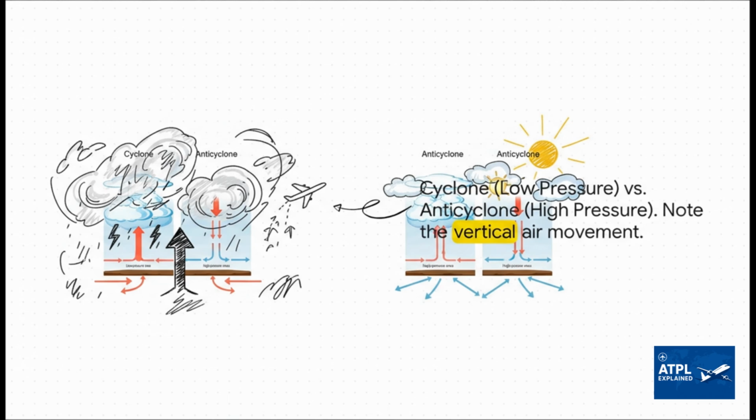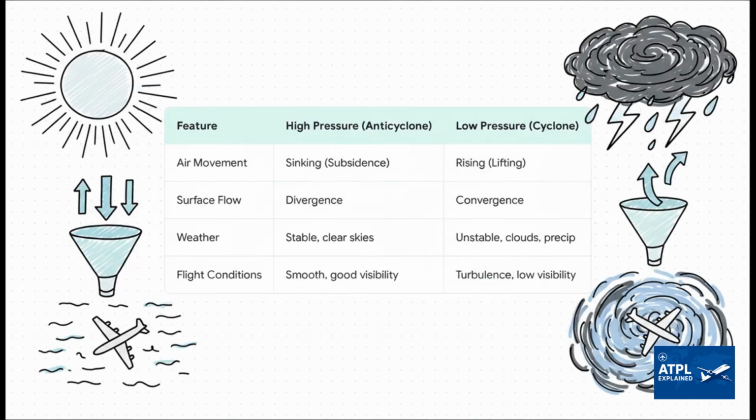Now in a high, or an anticyclone, it's the total opposite. Air sinks from above, spreads out, and everything just calms down. And here's what that actually means for us in the cockpit. High pressure, that's sinking air, stable conditions, generally smooth flying with great visibility. You know, those perfect, clear, blue sky days. But low pressure, that's rising air. That means instability, clouds, rain, wind, and yeah, a real potential for turbulence. The L on the chart might as well stand for lousy weather, because that's where all the action happens.